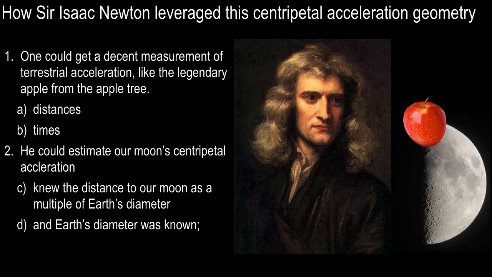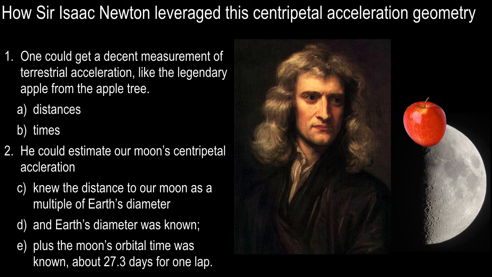And they knew what Earth's diameter was. Sir Isaac Newton would have been working in feet and miles, not the metric system. They didn't have that yet in Sir Isaac Newton's day. Plus they knew the circumference of the moon's orbit, fairly well. Not as well as now, we know the distance to the moon to the nearest centimeter. It's pretty awesome if you think about it. But he knew it pretty good, and so they were able to figure out the circumference of the moon's orbit.